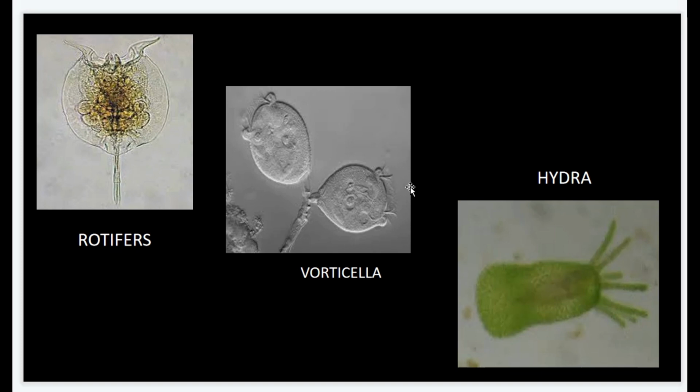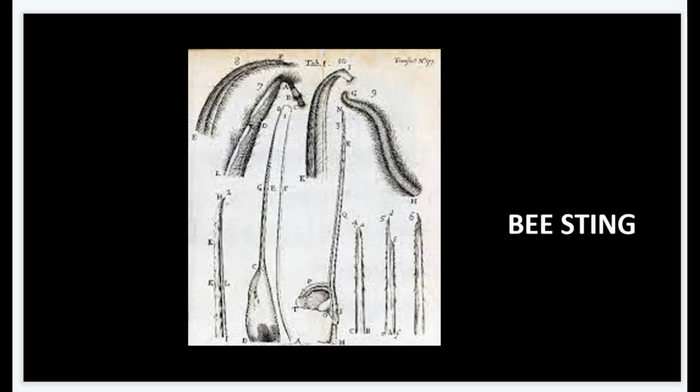Now these three organisms come under protists. He also replicated some of Robert Hooke's work, like the bee sting. You can see the drawing. This is the drawing of Anton von Leeuwenhoek. That drawing which I showed you before was the drawing of Robert Hooke, the same bee sting. He also observed the bee sting under the microscope, which he mentioned in his letter to the Royal Society of London.